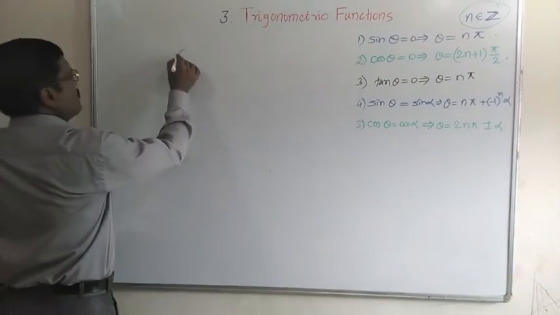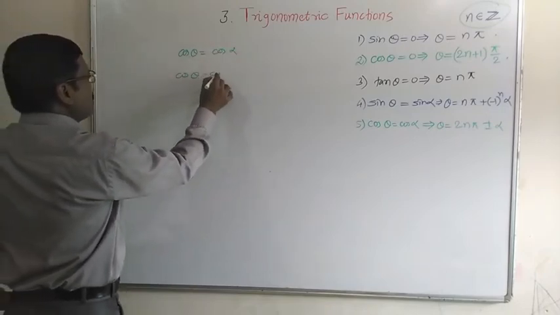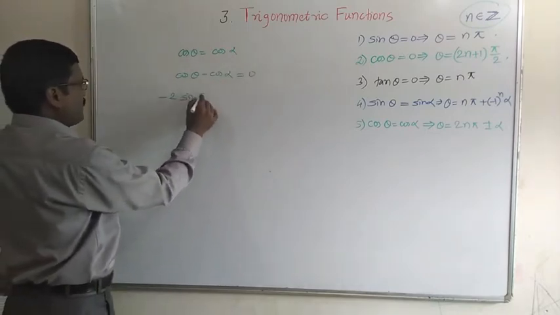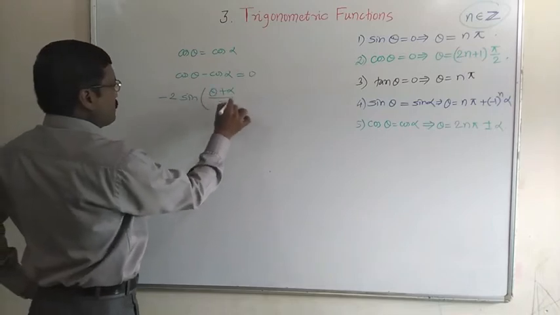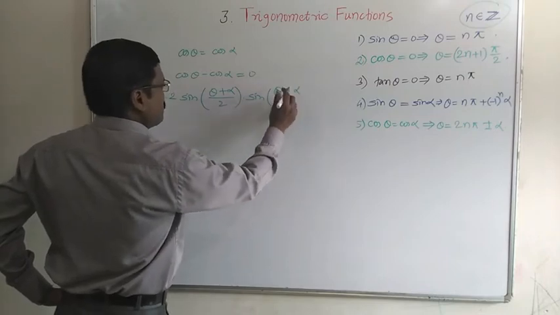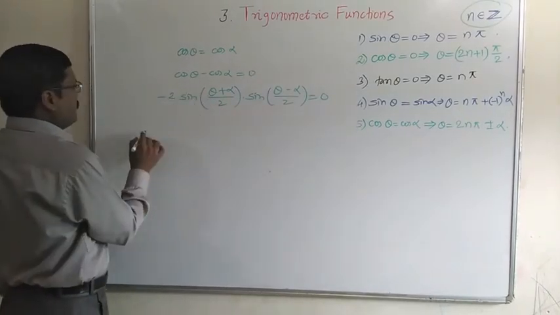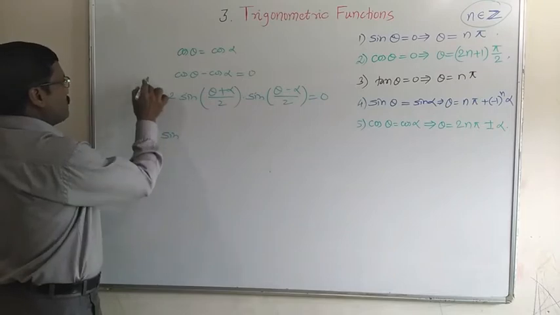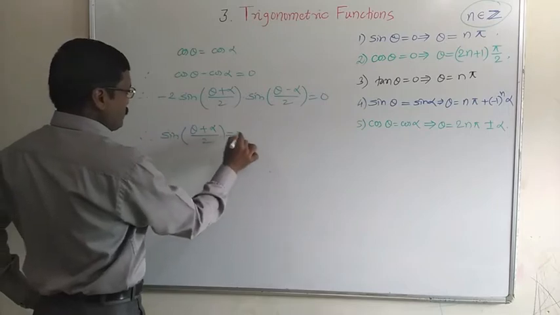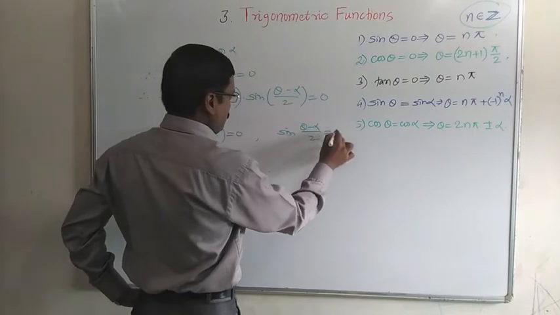As cos theta equal to cos alpha, we can write this as cos theta minus cos alpha equal to 0, and cos minus cos is nothing but minus 2 sin (theta plus alpha)/2 into sin (theta minus alpha)/2 equal to 0. Again minus 2 can be cancelled here. Therefore, sin of (theta plus alpha)/2 equal to 0, and second we get sin of (theta minus alpha)/2 equal to 0.